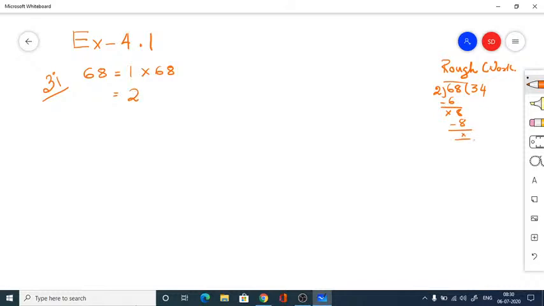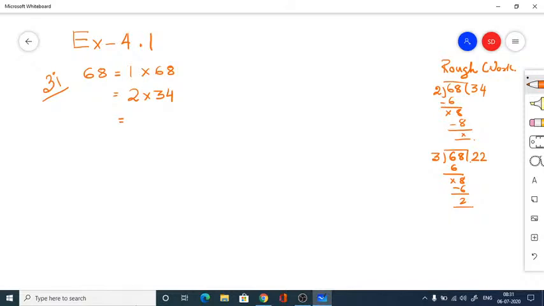So 34. So 2 into 34 will give you 68. Then 3, will it be a multiple? You have to divide and see here. 3 2s are 6. Again 3 2s are 6. 3 2s are 6. Remainder is 2. So this is not a multiple. So you cannot do it with 3 anymore. So in this way, by trial and error, we have to go on seeing whether it is a multiple or not. So next we try with 4.